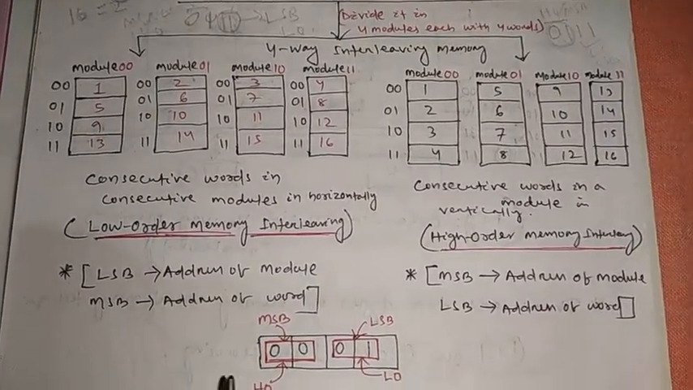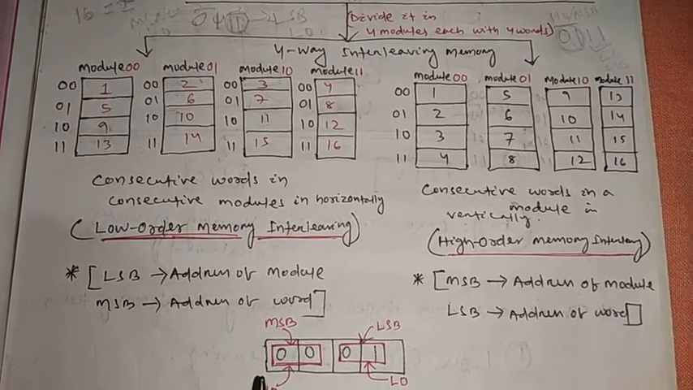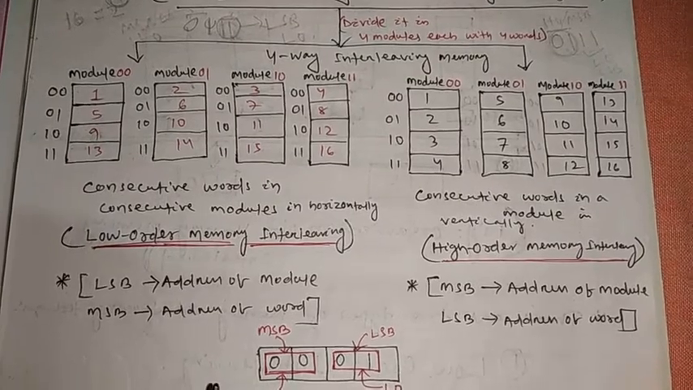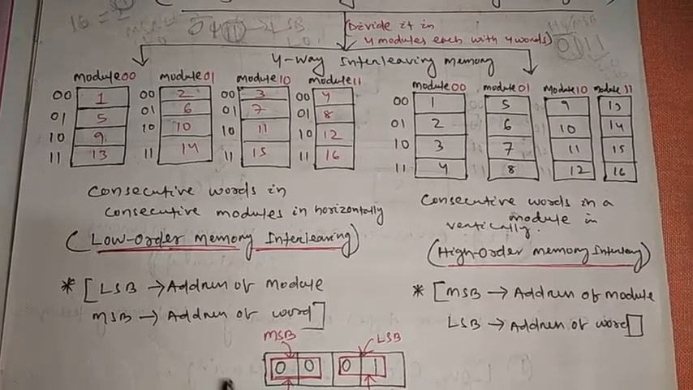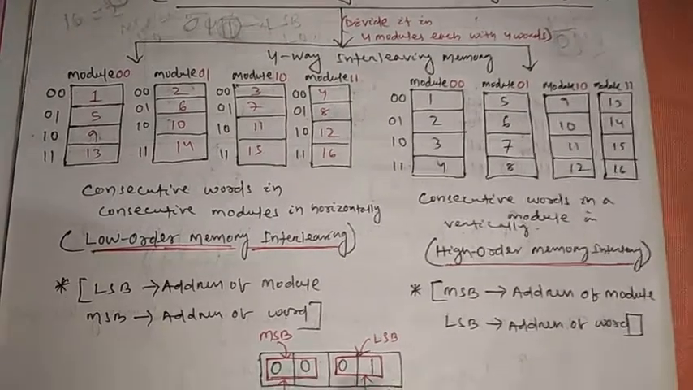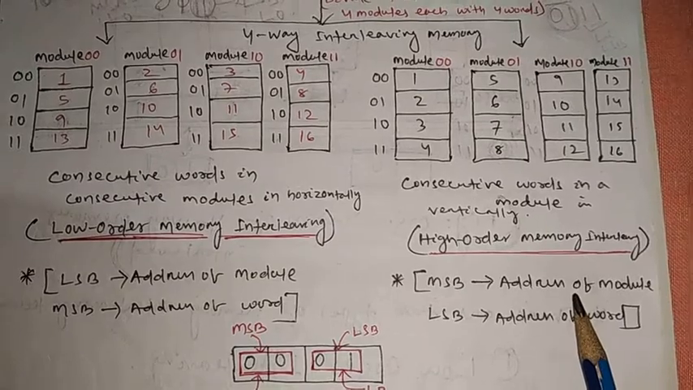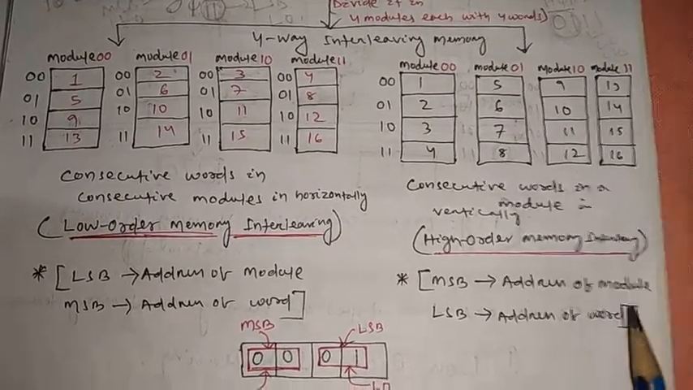So in low order memory interleaving, least significant bits are used to find the address of module, and the first 2 significant or high order bits are used to find the address of word. And here most significant bits are used to find the address of module, and least significant bits are used to find the address of word.